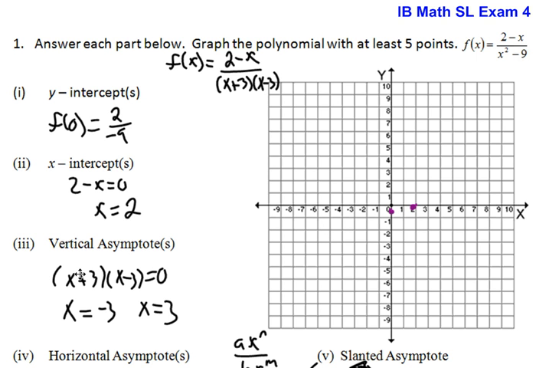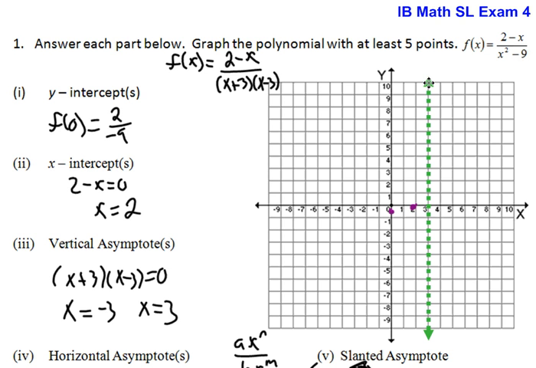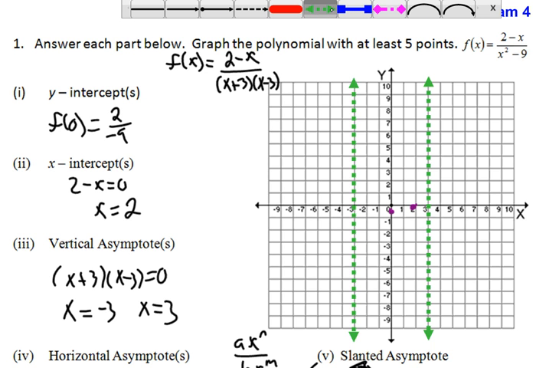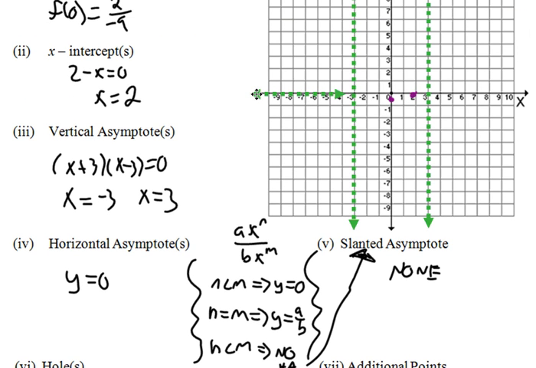And what else? We have 2 vertical asymptotes. One at 3. One at -3. Oh, I went over one too many. Go over me. And oh wait, one here. And we have another asymptote at y equals 0. Okay.